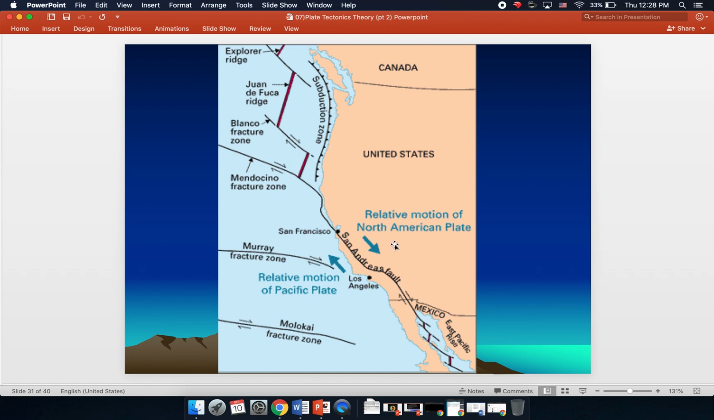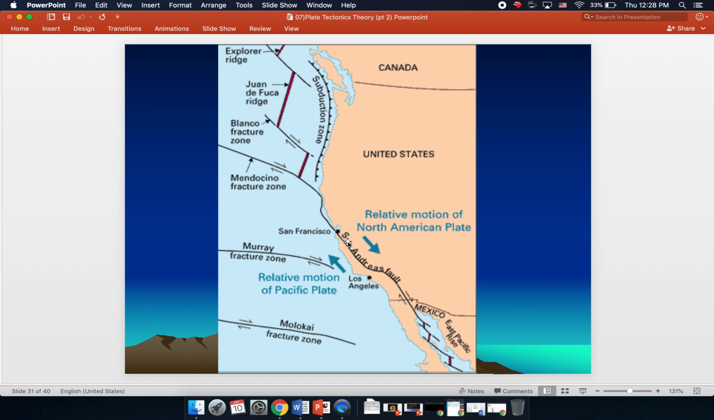Here we have an example, the San Andreas Fault, which runs right along here and right through the state of California. This is a classic example of a transform boundary. You can see these arrows indicate the direction of movement. You have the North American plate moving kind of downward and to the right. You have the Pacific plate moving upward and to the left a bit.